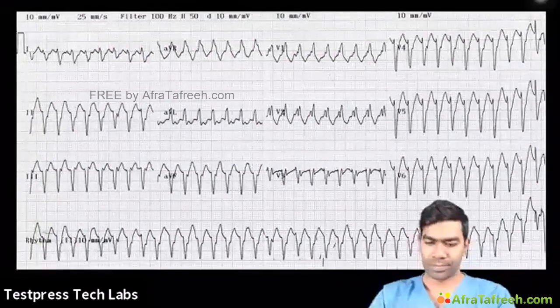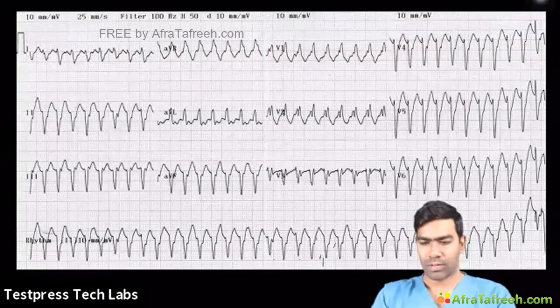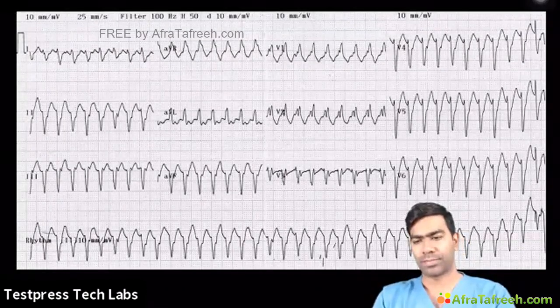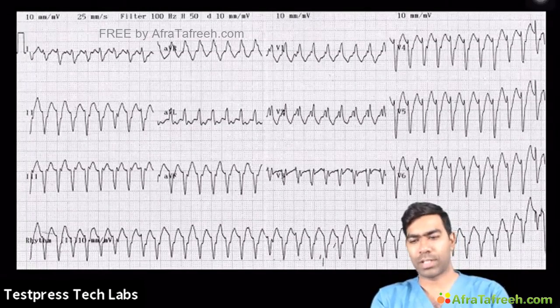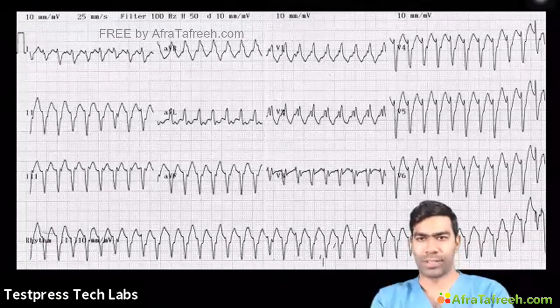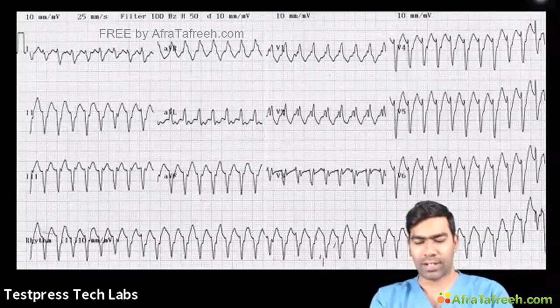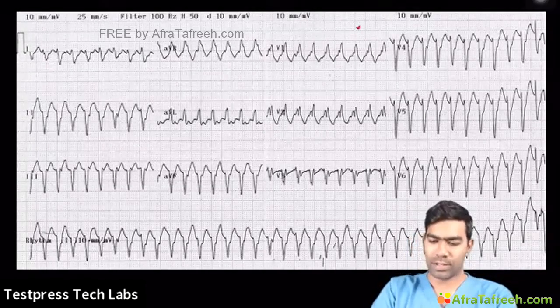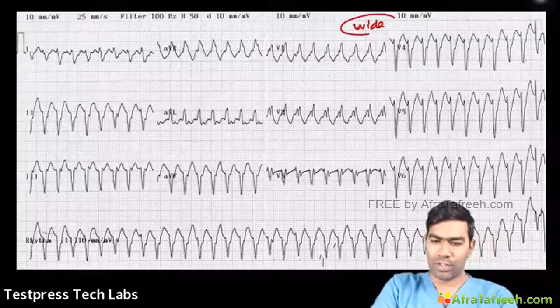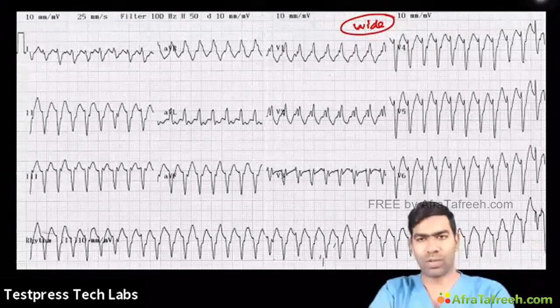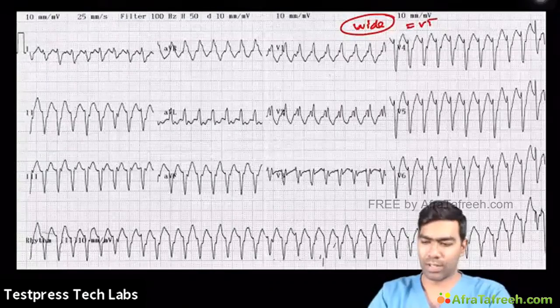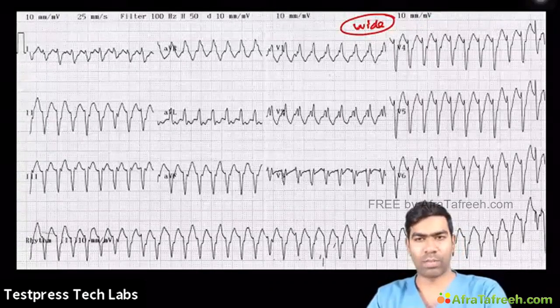What is this one? First of all, straightforward: is this a wide complex tachycardia or a narrow complex tachycardia? Wide or narrow? Nobody can deny this fact. This is definitely a wide complex tachycardia. So now you have to look for the signs of ventricular tachycardia. That's what you're going to look for. In exam, whenever you get something like this, it's a VT only. There's no doubt about that. If you see this kind of wide complex, most of the time they'll be asking about VT.